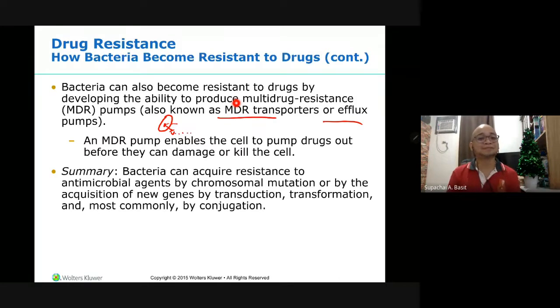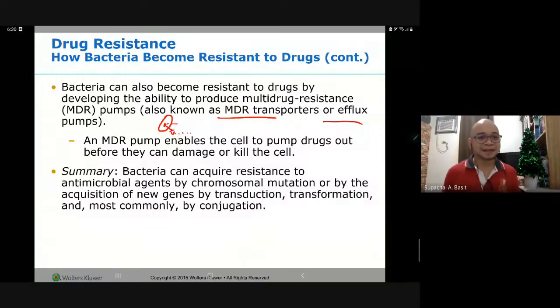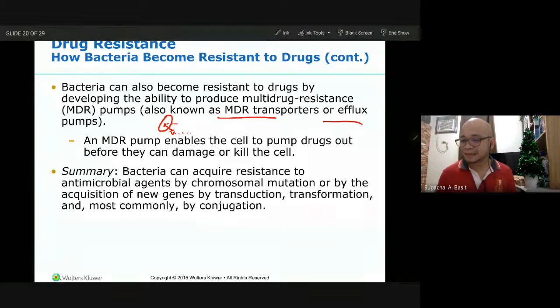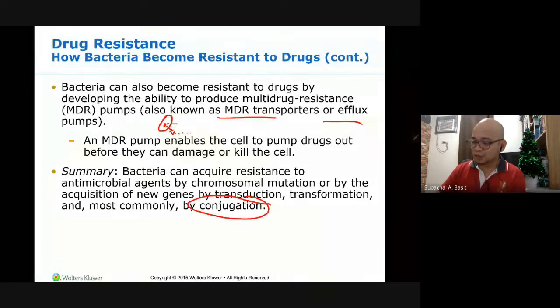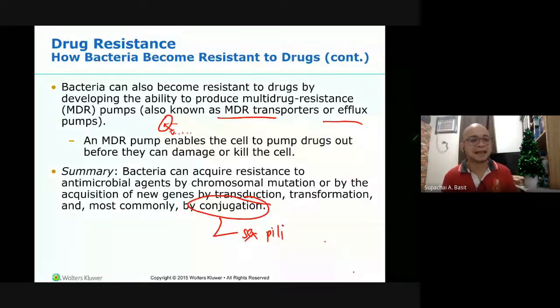So in summary, bacteria can acquire resistance to antimicrobial agents by chromosomal mutation or by the acquisition of new genes by transduction, transformation, but the most common is through conjugation. And conjugation is easily achieved by means of a sex pili. Okay, so these are the mechanisms on how bacteria become resistant to drugs.